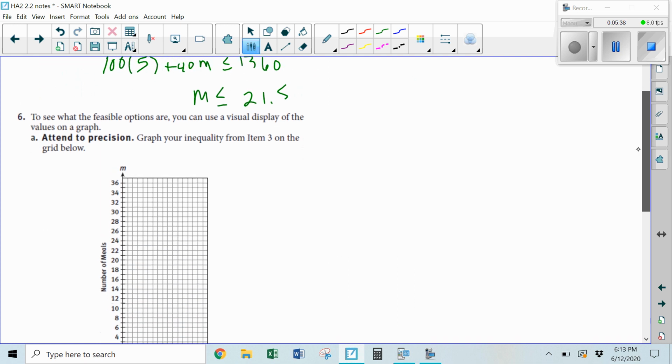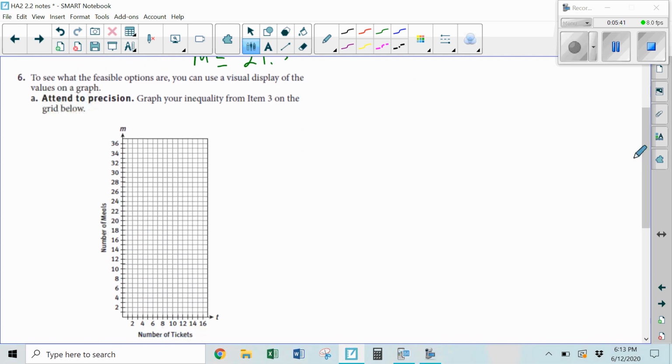Number 6, to see what the feasible options are, you can use a visual display of the values on a graph. Graph your inequality from item 3 on the grid below. So if you would rewrite this for me, 100t plus 40m is less than or equal to 1360. We're going to take our time on this problem. First thing we're going to do is change the tickets. You can see tickets are on the x-axis. So let's change that to an x and change the m to a y.